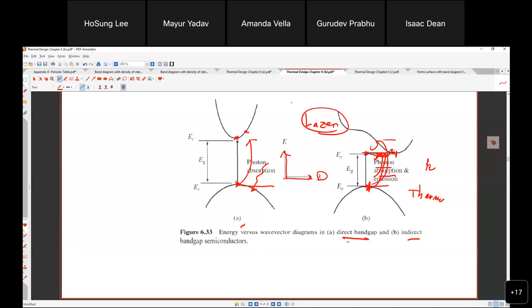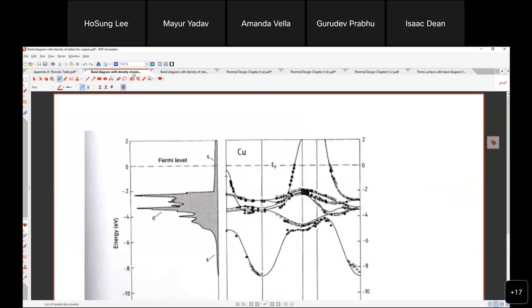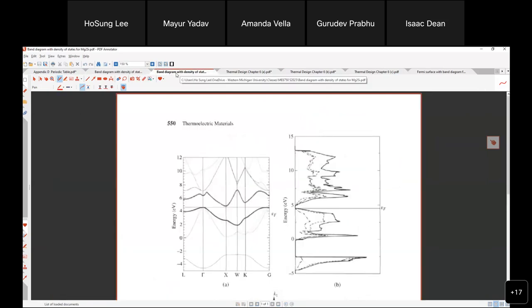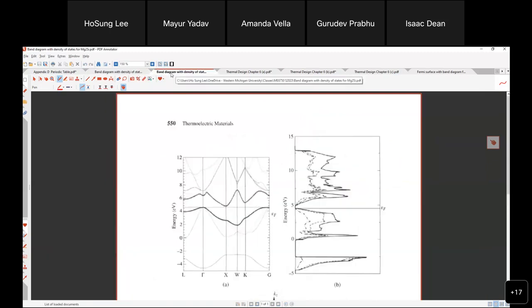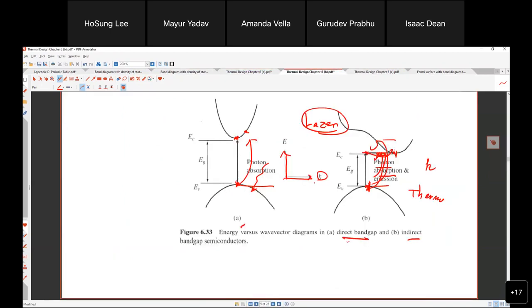So I'd like to look at some material. What is this? Look at that. I think we're too early. I need more explanation. Let's move a little bit more.